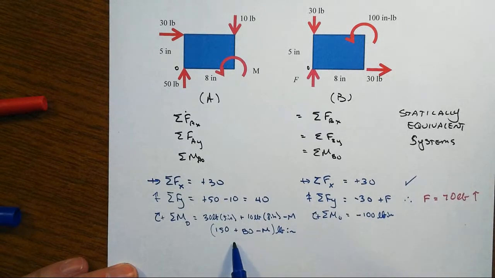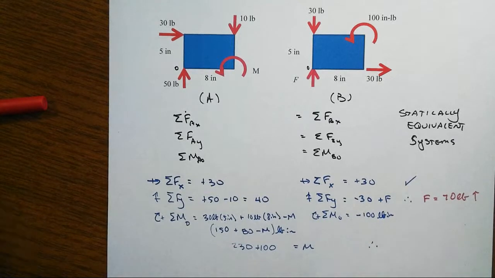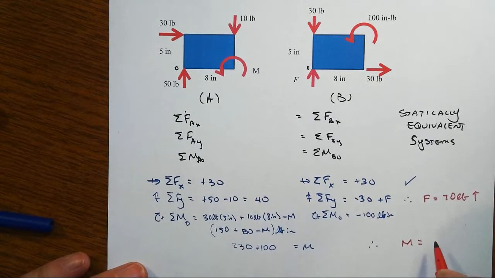And so we've got 230 here, with the 150 plus the 80. Take the 100 to the other side, take the M to the other side, and therefore we end up with, for statically equivalent systems, M would have to equal 330 pound-inches.